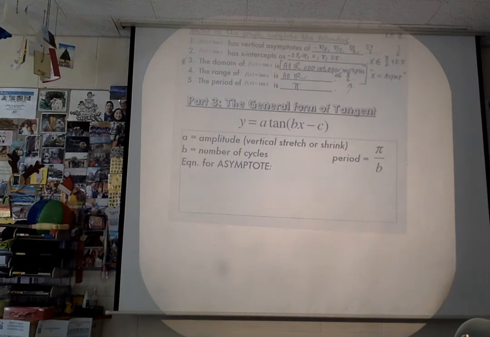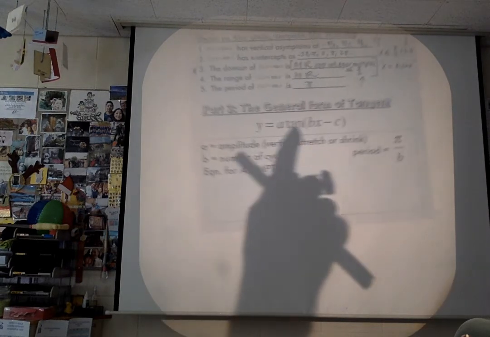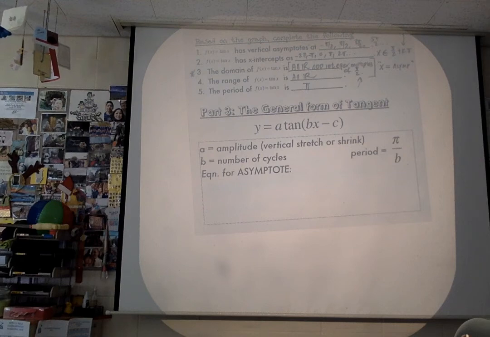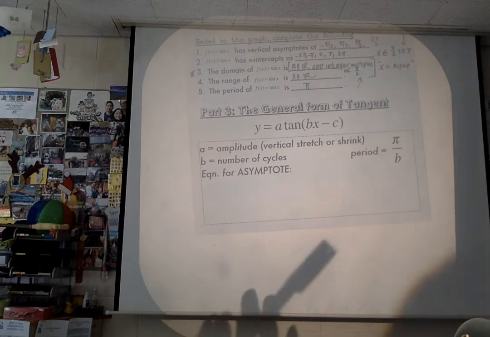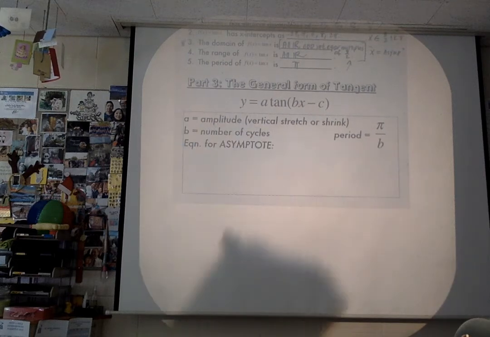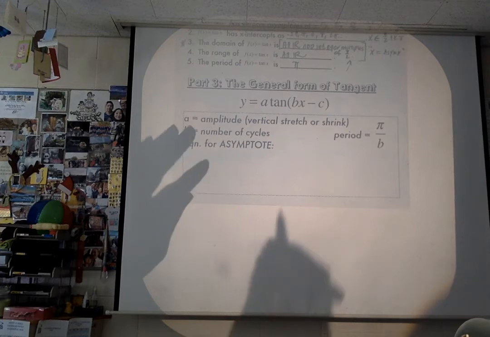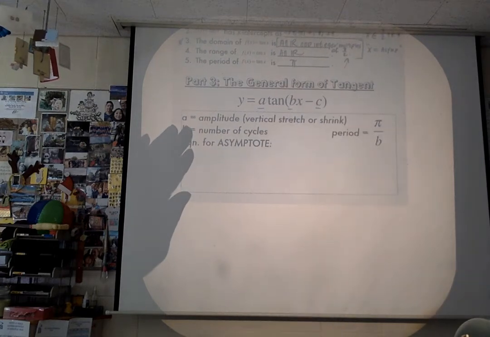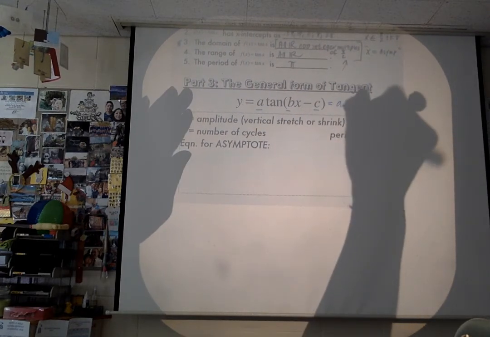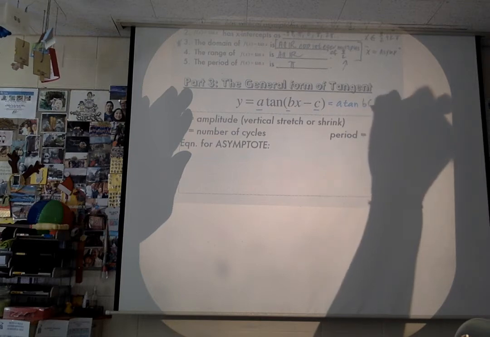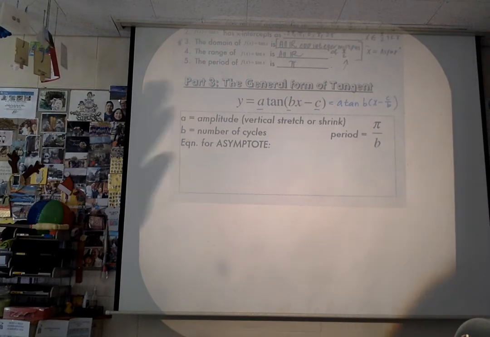All right, part 3, the general form of the tangent. Not much different than what you're used to. It's much simpler than the sine and cosine, huh? So let's go through this. After part 3, I'm going to stop the video and make a part 2, okay? Same kind of thing. You have your A, B, and C. And of course, you can also write this as A tan B(x minus C over B).